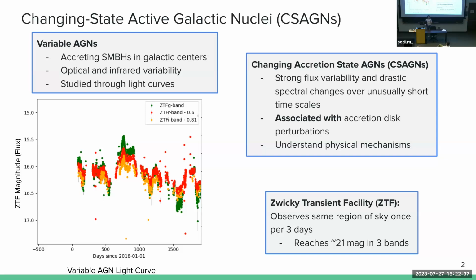So CSAGNs are a population of variable AGNs that display very strong flux variability and drastic spectral changes over unusually short timescales. Astronomers believe that CSAGNs are associated with accretion disk perturbations, and we would like to study these objects in order to understand the physical mechanisms that drive these extreme spectral transitions. And we study these objects through the Zwicky Transient Facility, which observes the same region of the sky once per 3 days. So it's very useful to study how objects change in time.